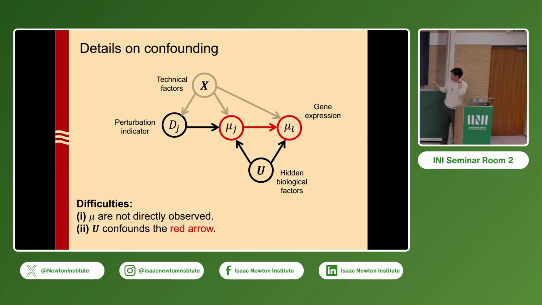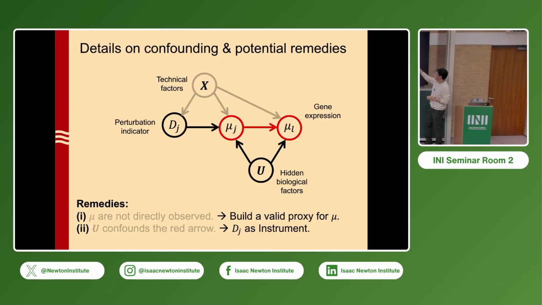Okay, so the difficulty here is that the mu are not directly observed. These are the true expression levels that give the data set that we observe, Y. Another difficulty is that this is confounding these two arrows, but the remedy for this, to give you a spoiler, is that we try to build a valid proxy for this mu. And as you can see over here, this D can be used as an instrument for learning this causal flow over here.